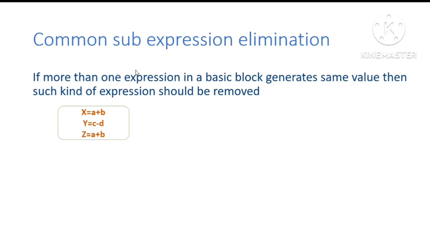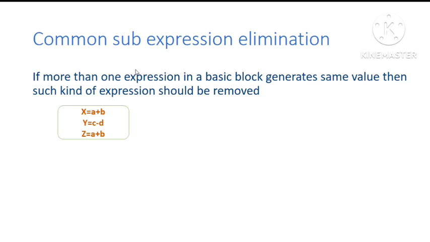Let us assume that we have a basic block with three statements: x equal to a plus b, y equal to c minus d, and z equal to a plus b. When you closely observe this, the first statement and the third statement have identical values, because the values of a and b do not change during the course of this basic block. a plus b will always compute the same value, so x and z will have the same value. Unnecessary computation has been made here by performing an addition of a and b.